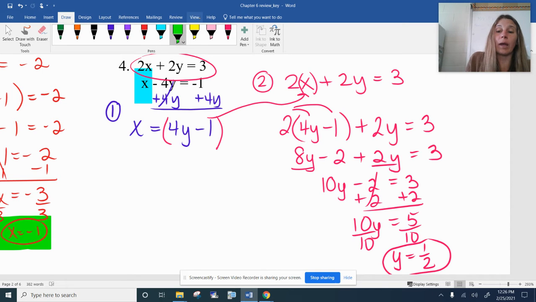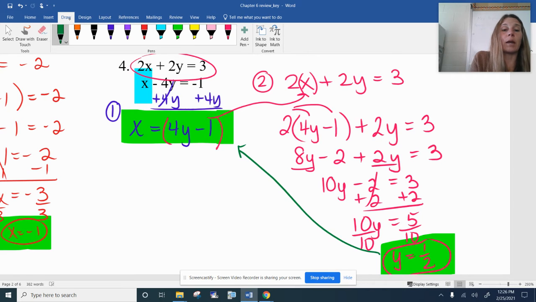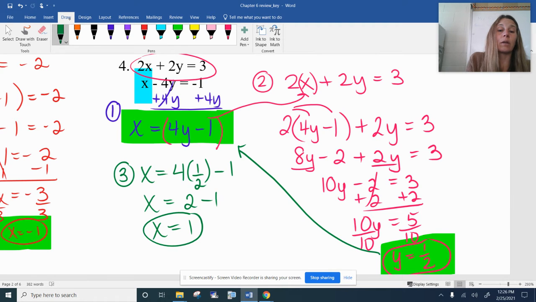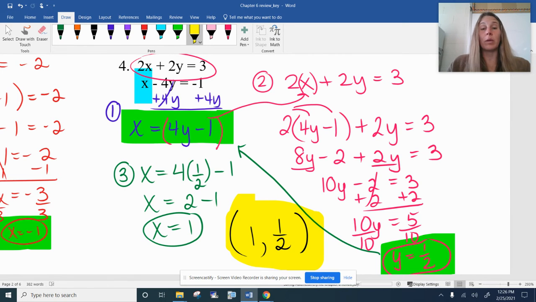So the last thing I'm going to do is take my answer from step 2 and I'm going to plug it into my answer from step 1. And that's going to be my third step. So x equals 4 times y, which happens to be 1/2 minus 1. Well, half of 4 is 2, and 2 minus 1 is 1. So that tells me my solution is 1, 1/2. And again, as I always say, you can check any of these ordered pair solutions by substituting them in, making sure that they work for both equations.